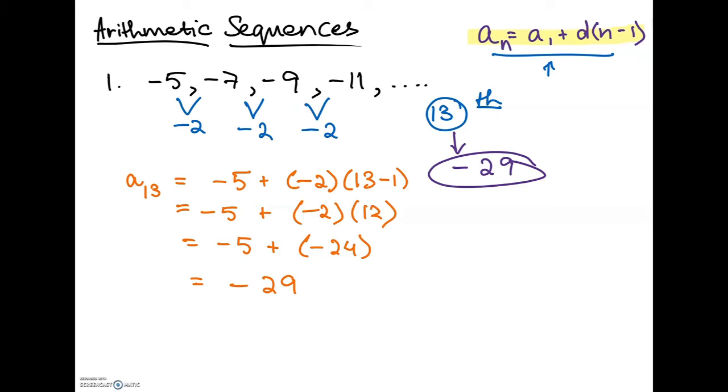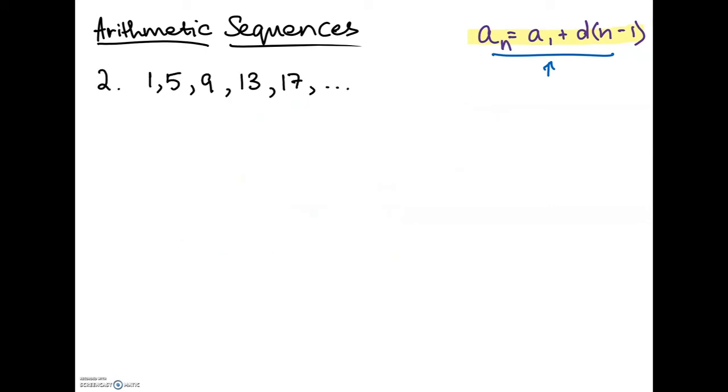Let's work on another one. Okay, so in this case, we have another sequence. We have the numbers 1, 5, 9, 13, and 17, and they continue on indefinitely. Let's see if they have a common difference. 1 plus what is equal to 5? 4. 5 plus 4 is equal to 9. 9 plus 4 is equal to 13, and 13 plus 4 is equal to 17.